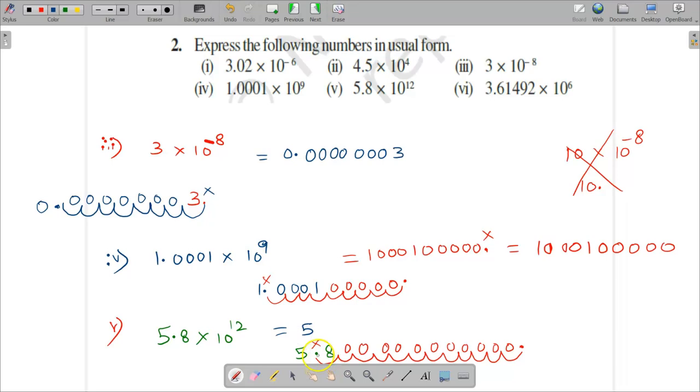So how can we write it? Remove this decimal point, it is 58. How many zeros? 1, 2, 3, 4, 5, 6, 7, 8, 9, 10, 11. 11 zeros are there. At the end we need to put the decimal point, but whenever we have a decimal point at the end, you can eliminate that decimal point. So how can we write this? It is just 58 followed by 11 zeros, counting 1, 2, 3, 4, 5, 6, 7, 8, 9, 10, 11.